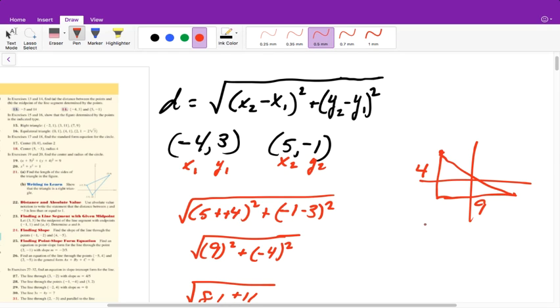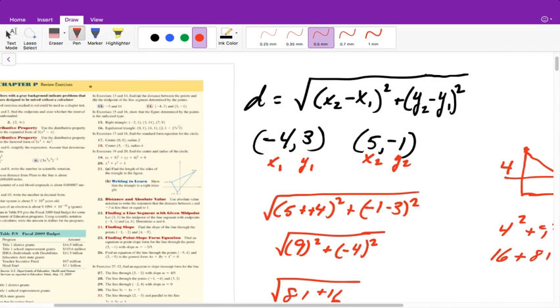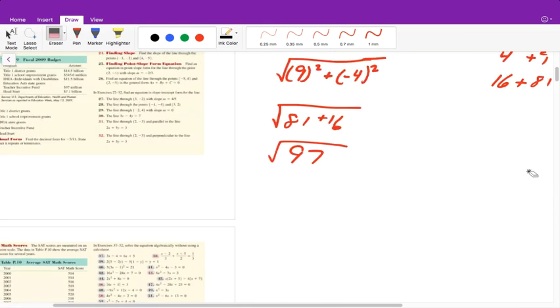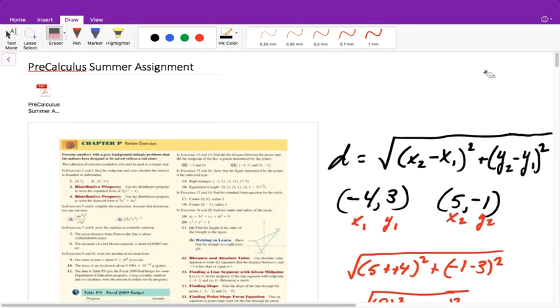But it should have been 4 squared plus 9 squared, which would have been 16 plus 81, the exact same thing that we had here. All right, so I apologize for that. Hopefully that doesn't confuse you. If it does, just let me know and I can go through it in more detail. I'll try to go through these a little bit slower so I don't make any more mistakes like that.